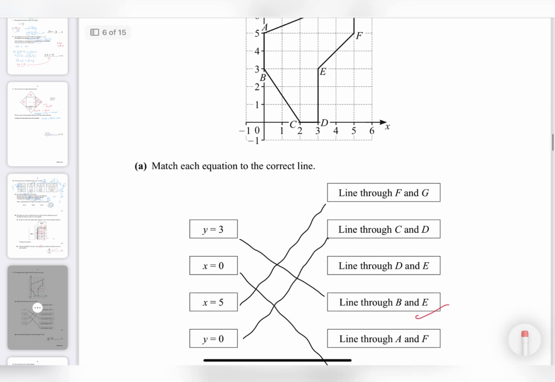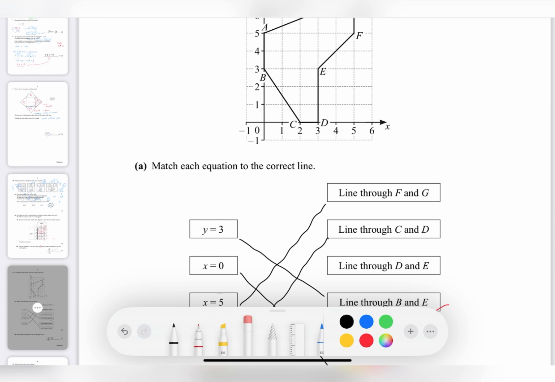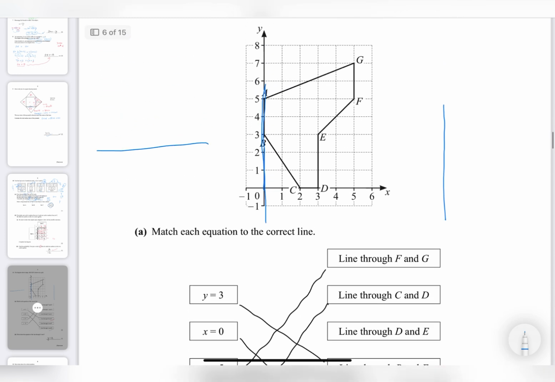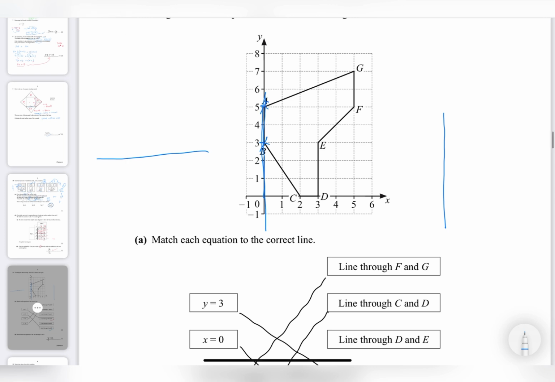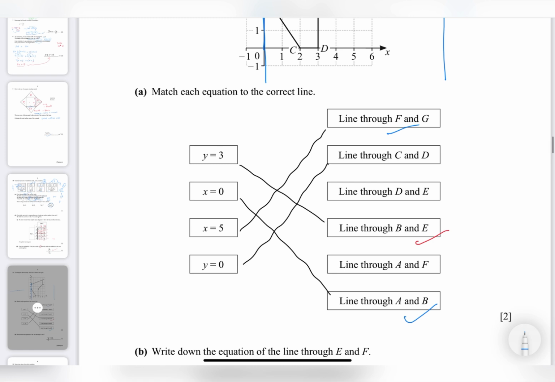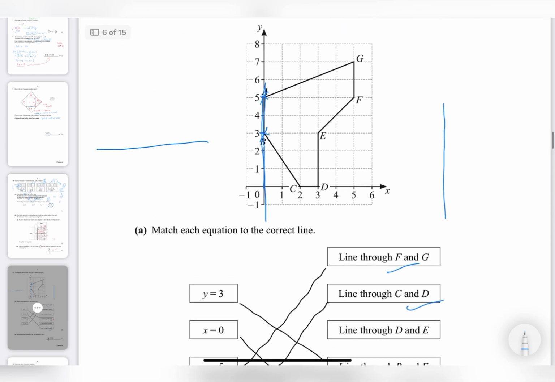Let us move on to the next one. x equals 0. So x equals 0 is this line. This is x equals 0. x equals a constant is drawn like this, y equals a constant we draw like this. Don't be confused in this one. So x equals 0 you can clearly see is through A and B. Can you see it is through A and B? Yes or no? Now, like this, x equals 5 is through F and G, and y equals 0 is through C and D. As you can see, y equals 0 is like this through C and D.